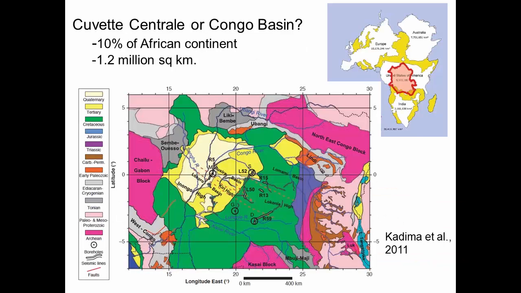Okay, so let's move on and talk about some basins. The first one is the Cuvette Centrale, or the Congo Basin, and not to confuse this with the Congo Basin offshore West Africa. This is the basin that sits here in the middle interior of Central Africa. That's the outline of the basin. It's an immense basin. It's roughly half the size of the lower 48 states, 10% of the African continent, about 1.2 million square kilometers.